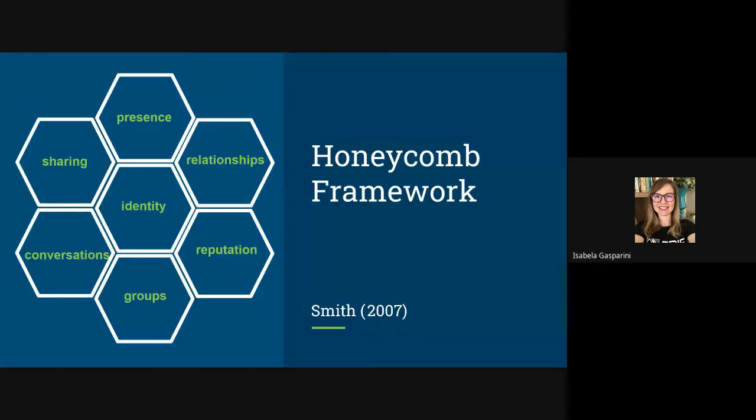To help in the definition and development of social software, frameworks can be used, such as the Honeycomb framework. The Honeycomb framework was proposed by Smith in 2007 and has 7 combs. The first one is identity. It is a unique identifier of a user in the system, a way of representing elements of a person's personality and individuality. An example is a user profile.